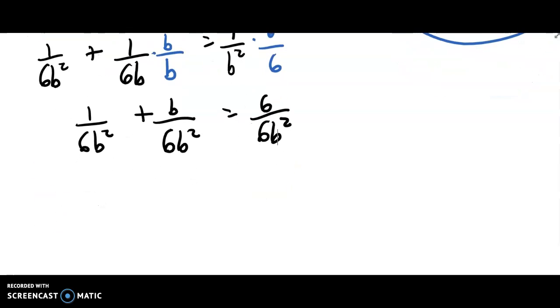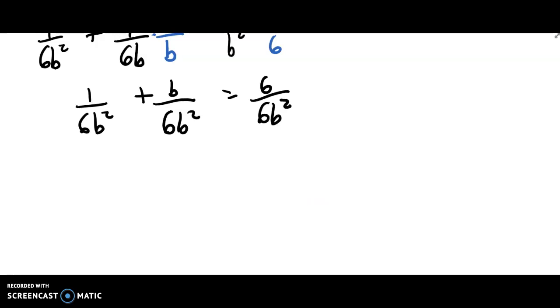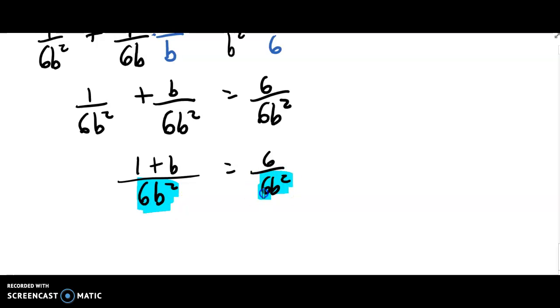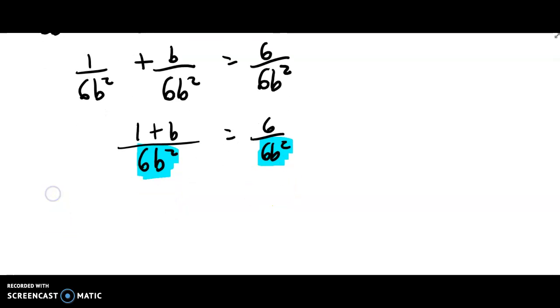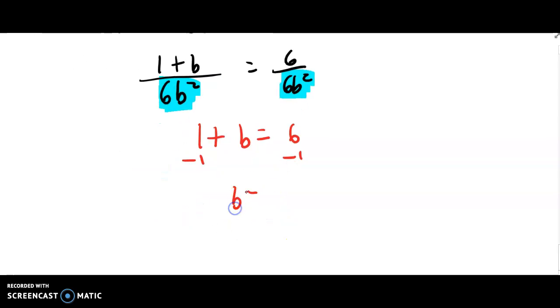Okay, add the two fractions on the left-hand side together. So I've got 1 plus b equals 6 over 6b squared. Okay, denominators are the same, so we can go ahead and set the numerators equal to each other. I've got 1 plus b equals 6. So my final answer is b equals 5.